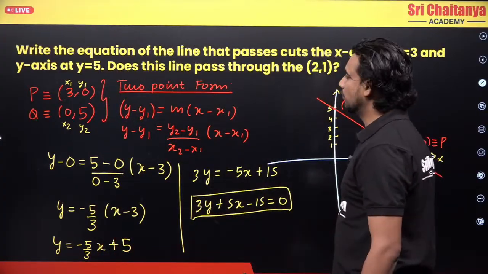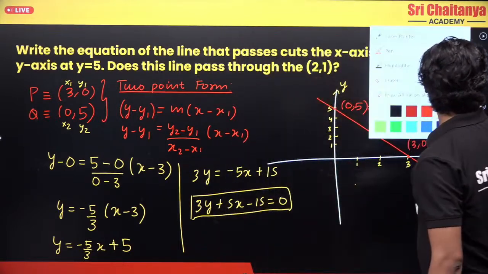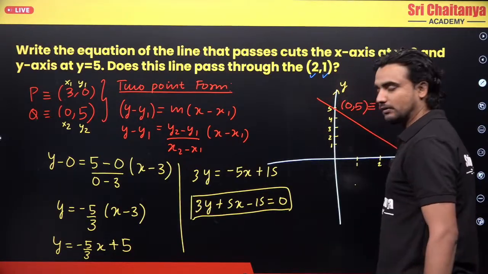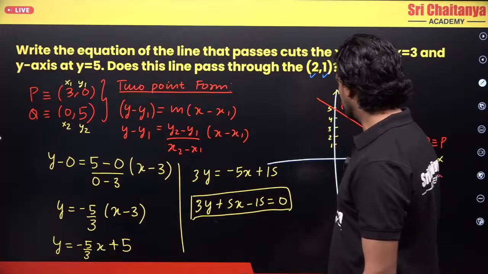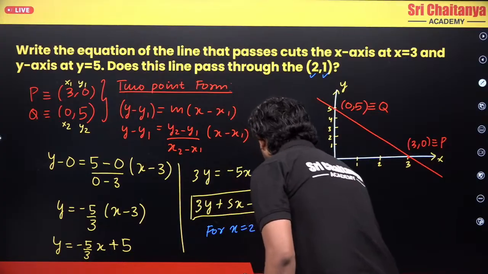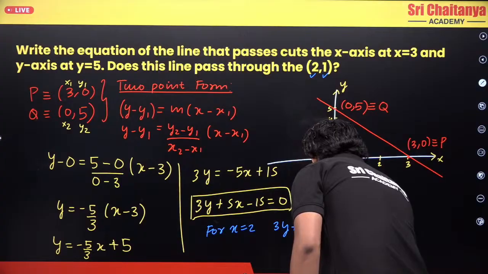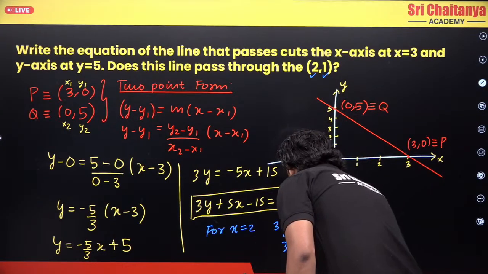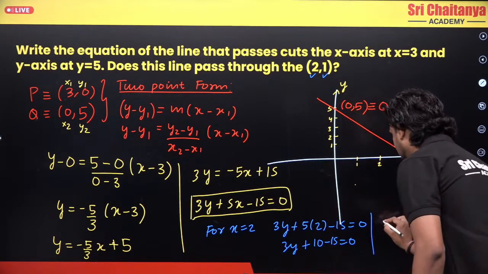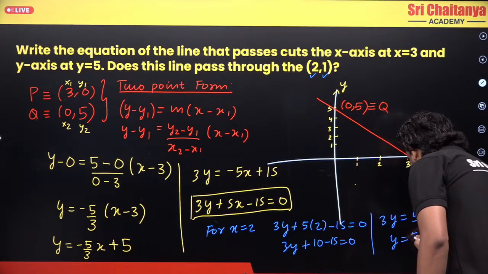So once I have this equation, what is the next question? Does this line pass through 2 comma 1? Okay, so how to find out if it passes through 2 comma 1? For input 2 I should get output 1. So let's give an input of 2. For x equals 2, what do I get? I get 3y plus 5 into 2 minus 15 is equal to 0. So I'll get 3y plus 10 minus 15 is equal to 0. I will get 3y is equal to 5. Correct? So I'll get y equals 5 by 3.